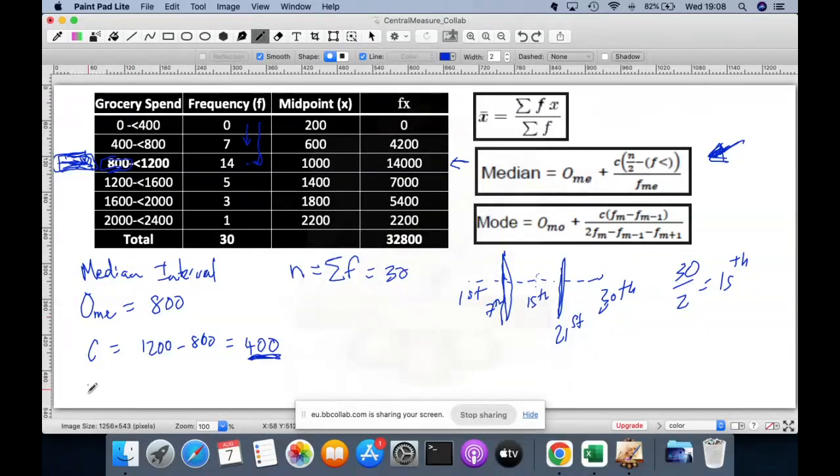The next symbol is your N, and we have our N. I did it earlier for you. It's the sum of your frequency, the total number of data points. So N is 30.